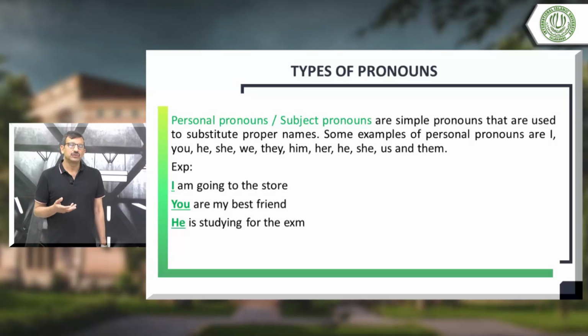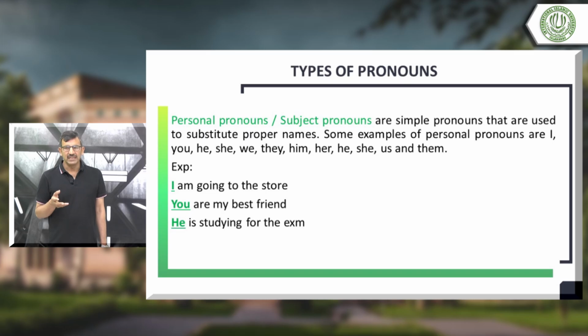The next type of pronouns are personal pronouns or subject pronouns. These pronouns are used to substitute proper names like he, she, you, they, etc. For example, I am going to the store. You are my best friend. He is studying for the exam.